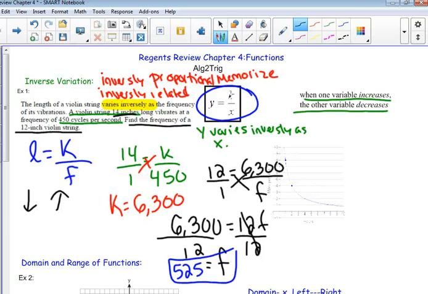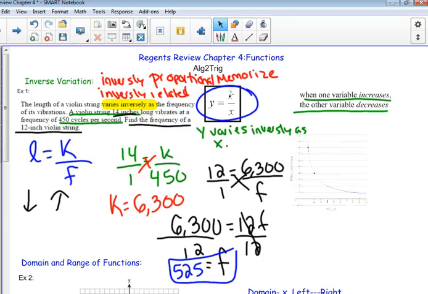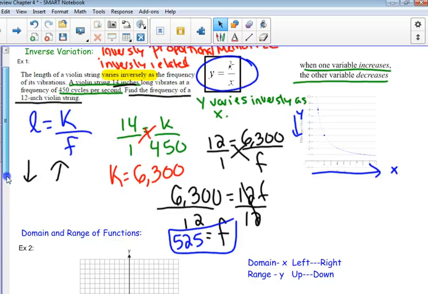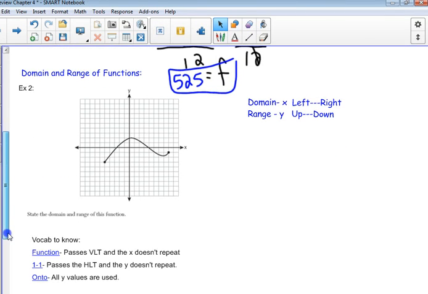A graph of inverse variation looks like this, where as you're increasing on the x-axis, what are your values doing on the y? Decreasing. Good. So inverse graphs look like this. Again, one value goes up, the other goes down. I bet you'll see one of those. They really like inverse variation in there. Do you guys remember doing that stuff?